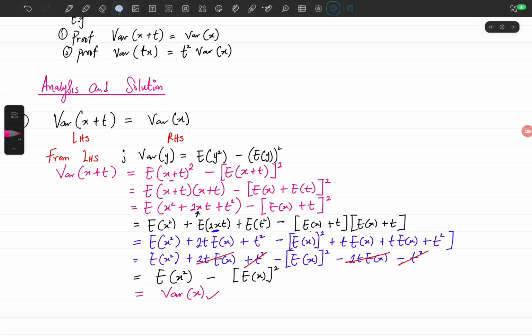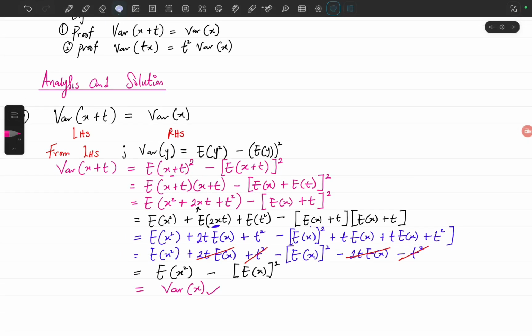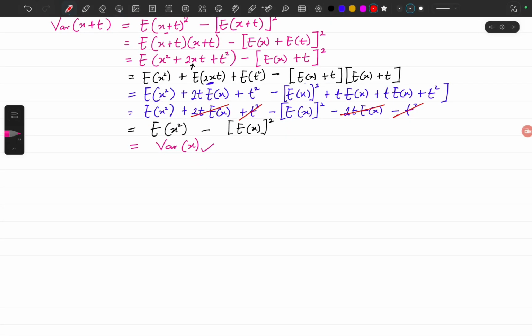Looking at the second part of the proof, that's to prove that the variance of Tx. So that's what we want to prove in the second part. We have to prove that the variance equals t square times the variance of x. Okay, so here is the LHS, and this is the RHS.